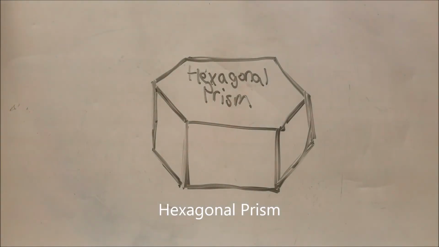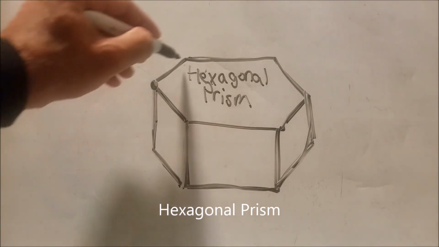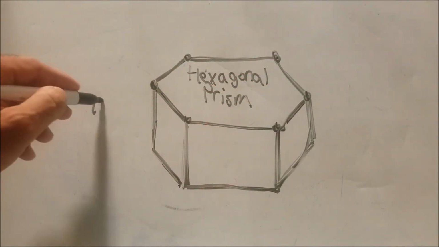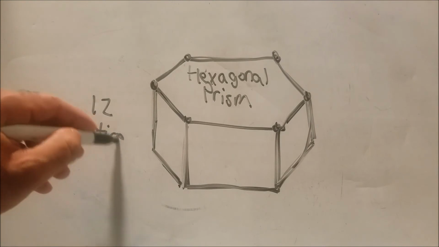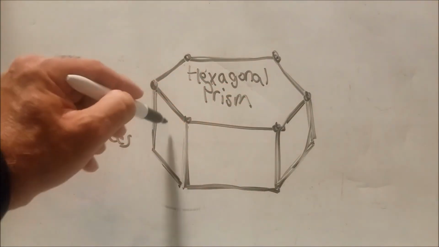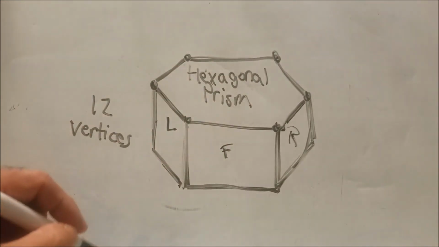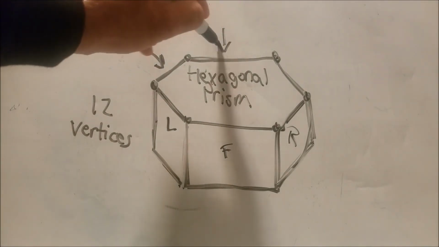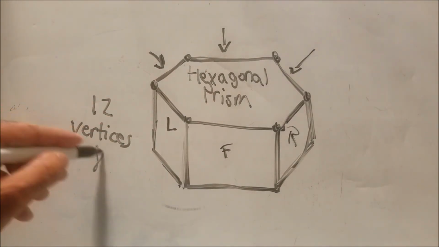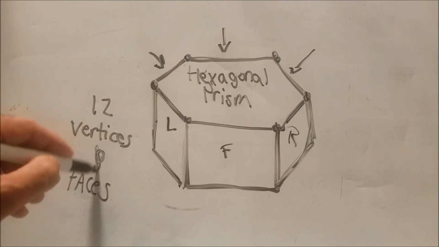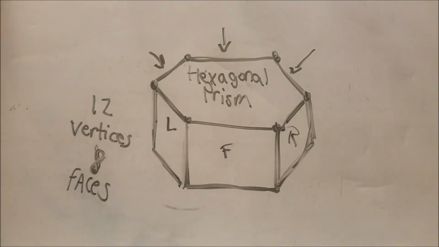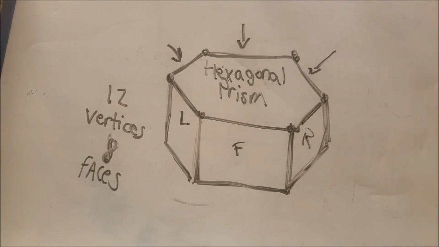And how many vertices do you think this hexagonal prism has? Well, it has 1, 2, 3, 4, 5, 6, and 6 on the bottom. It has 12 vertices. And how many faces does it have? Well, we can see 3 here. We can see a left, a front, and a right. But it also has another side here, another side here, another side here. So that's 6. It has a top and a bottom. So it has 8 faces. Remember that those faces are polygons, right? And all these polygons make a polyhedron, and this one is a hexagonal. So you always look for the base shape, like a hexagon.